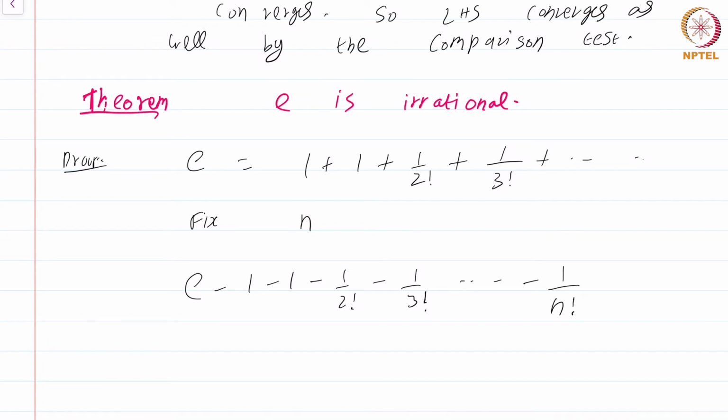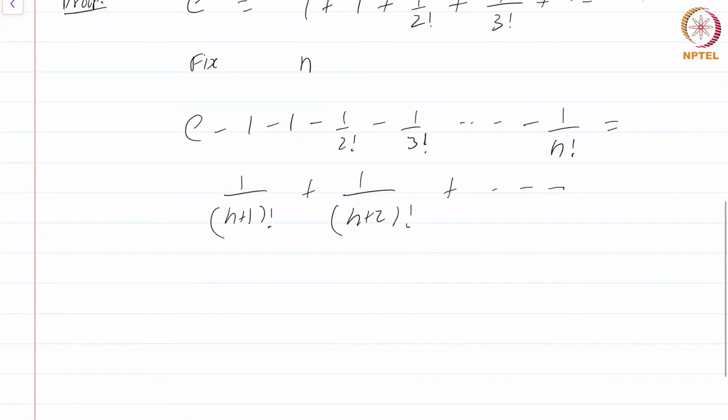Now this is certainly going to be equal to 1 by n plus 1 factorial plus 1 by n plus 2 factorial plus dot dot dot. It's going to be this infinite series. So clearly this quantity star, which is e minus this, is certainly positive.